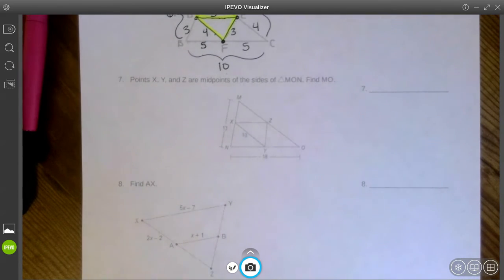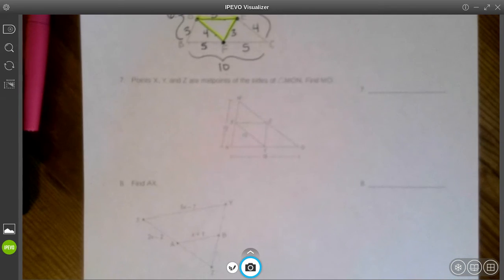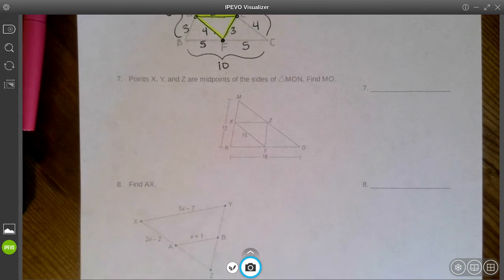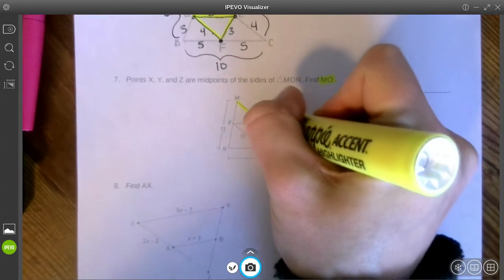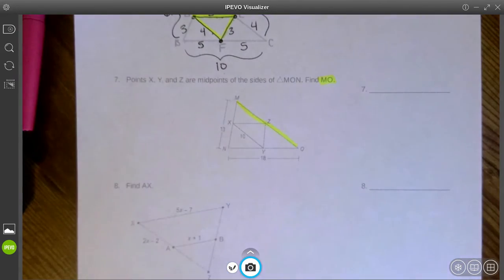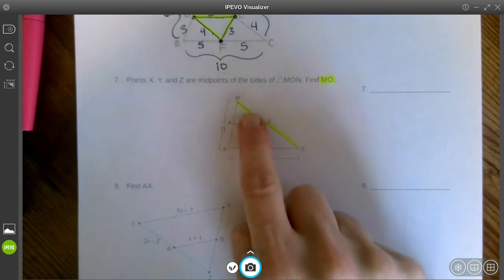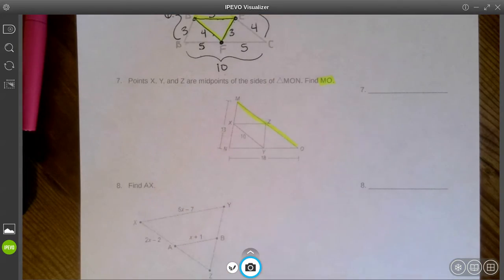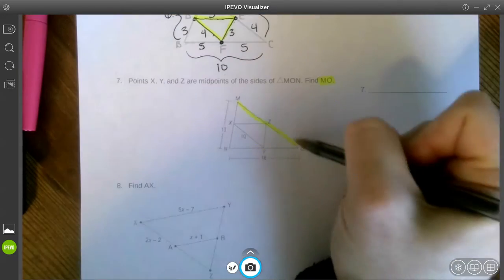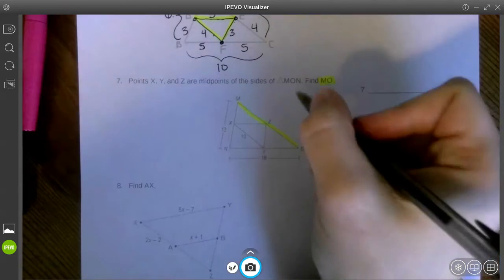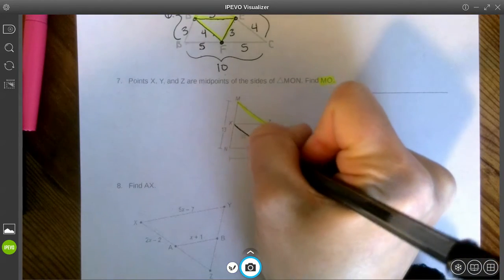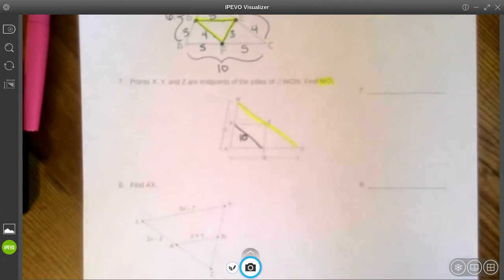Number 7, points X, Y, and Z are midpoints of the sides of triangle MON. Find the length of MO. MO is this length here. I'm told that these segments are mid-segments of the triangle. So if I'm trying to find MO, I'm looking at what else I know in the triangle. I know that this mid-segment XY has a length of 10.